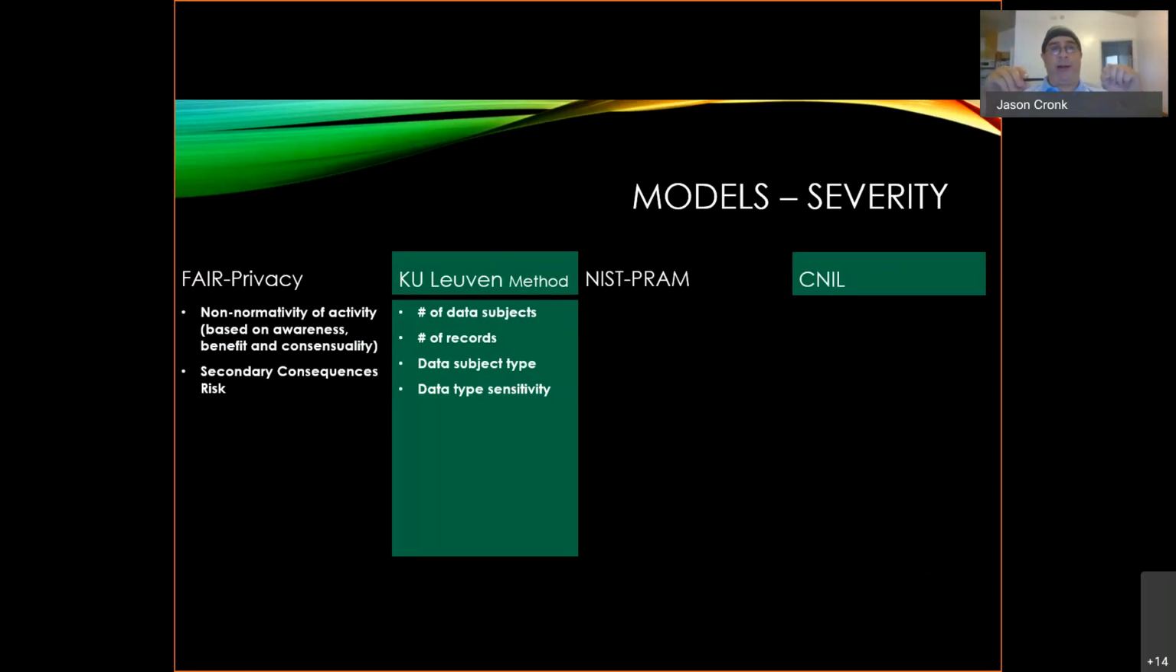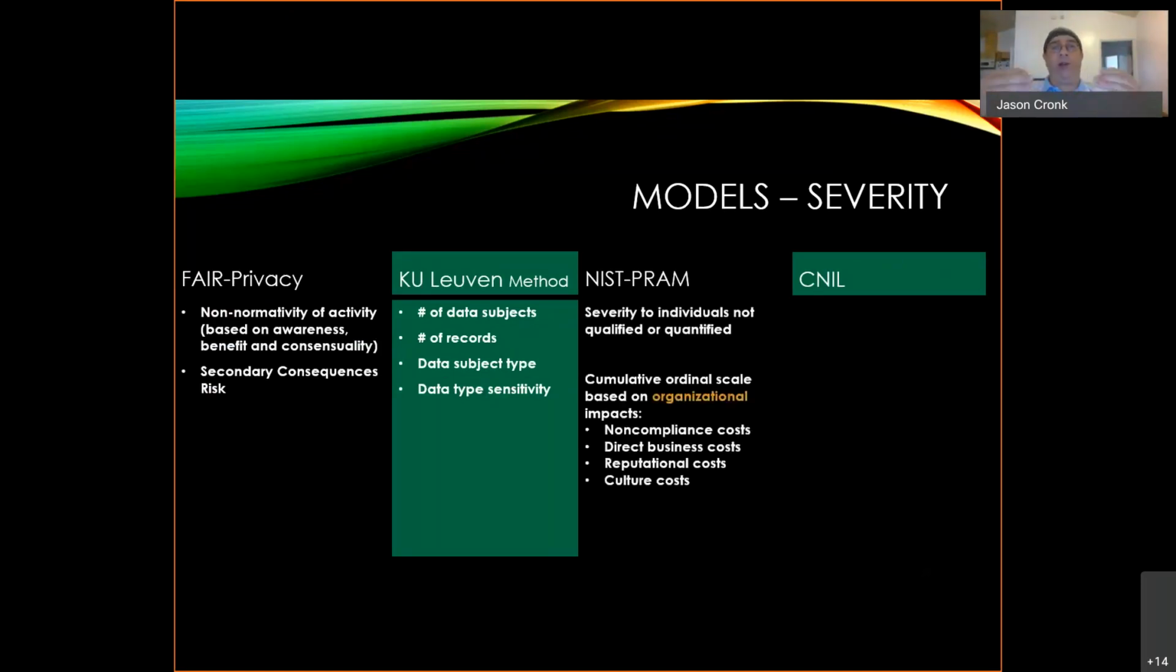Are we talking about secondary use of a victim of intimate partner violence? Are we talking about secondary use of a celebrity's information? Are we talking about secondary use of just a regular average person? And then how sensitive, what type of data is it? Is it medical data, health data? Is it your favorite color? So measuring those 2 to try to determine some level of severity.